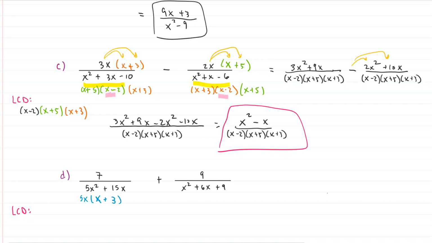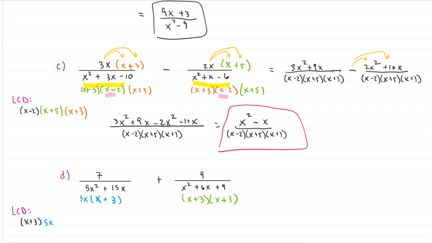And if we factor the denominator of the right term, we get x plus 3 and x plus 3. So they both share an x plus 3. That's for sure. Let's write that down. And the left term has a 5x that the right doesn't. And the right just has x plus 3. So we found our LCD, which is x.